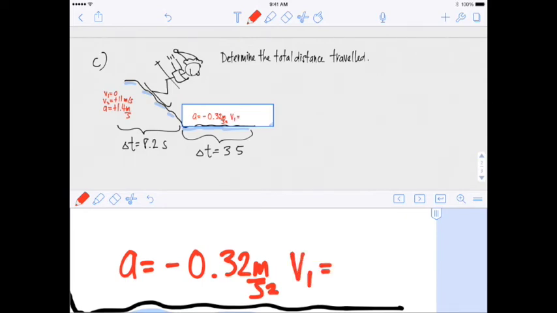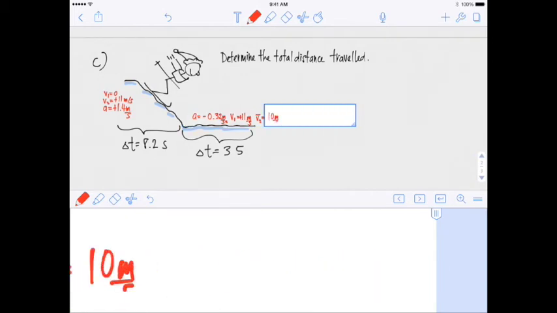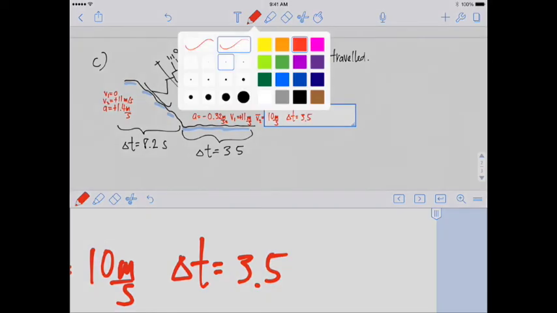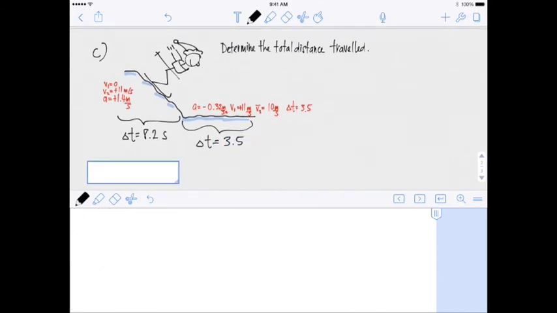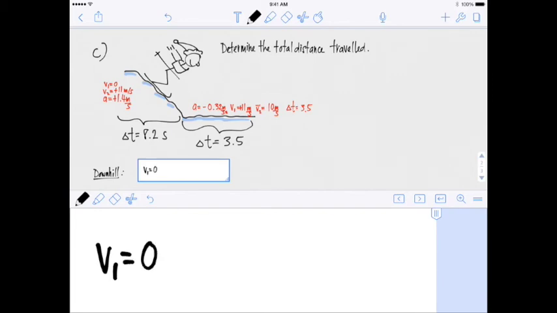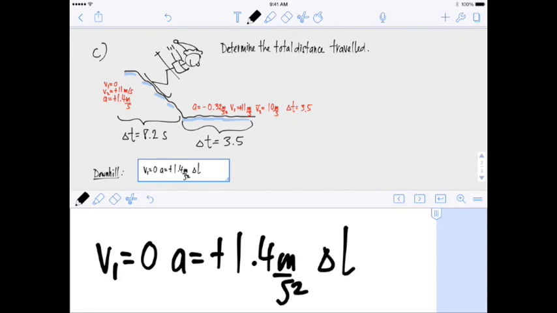Initial speed of positive 11 meters per second, a final speed of 10 meters per second, over an elapsed time of 3.5 seconds. So let's look at the downhill component first. Collect all of the kinematics terms and we'll use a kinematics equation. So to review, we have an initial speed of 0, acceleration of positive 1.4, delta t is 8.2 seconds, and we need to find delta d.